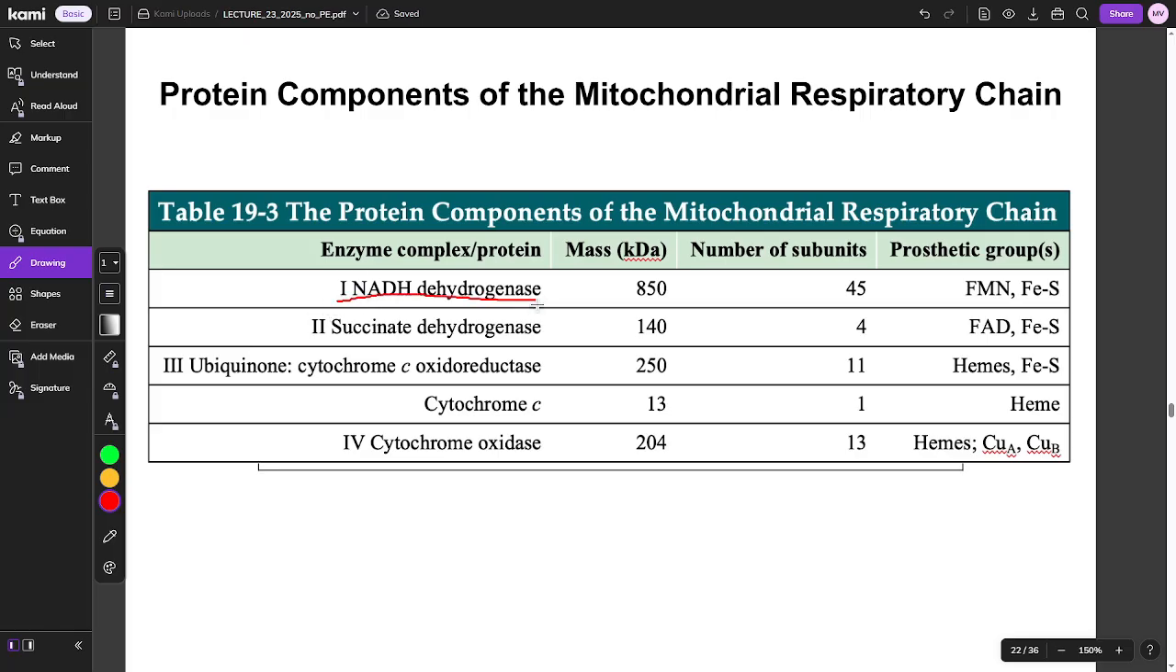NADH dehydrogenase, succinate dehydrogenase, cytochrome C oxidoreductase, cytochrome C, cytochrome oxidase. You should know these names generally. You should also know what groups they have on them, generally speaking. These are just things you've got to memorize.